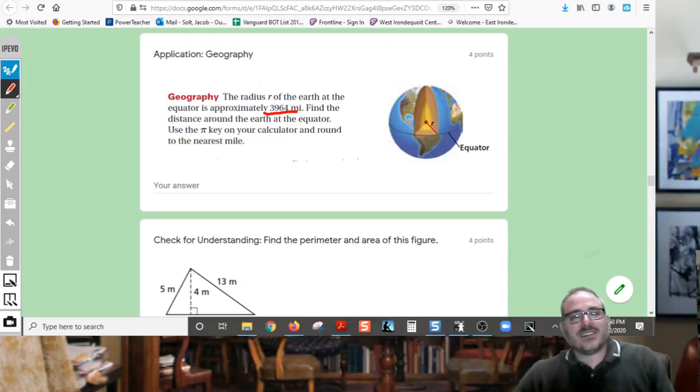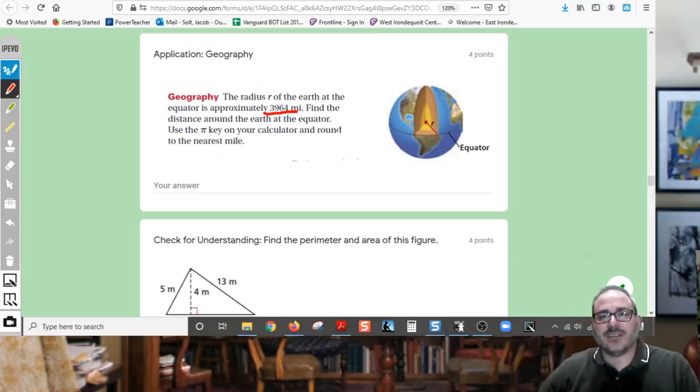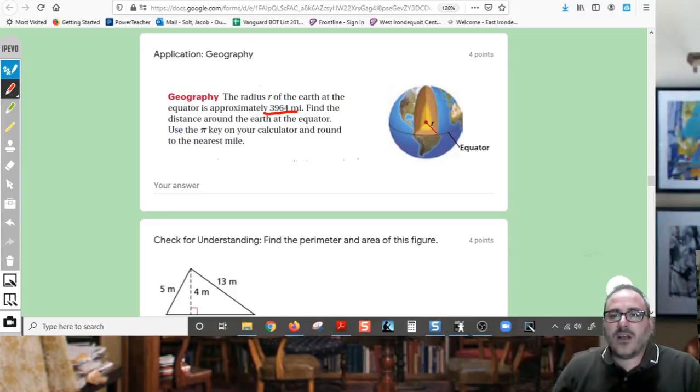Now, find the distance around the Earth at the equator. Use the pi key on your calculator. If you know the distance of the radius here, you should be able to find the distance around the Earth from the equator. So remember what the relationship is, right? We're trying to find, let me think about this.